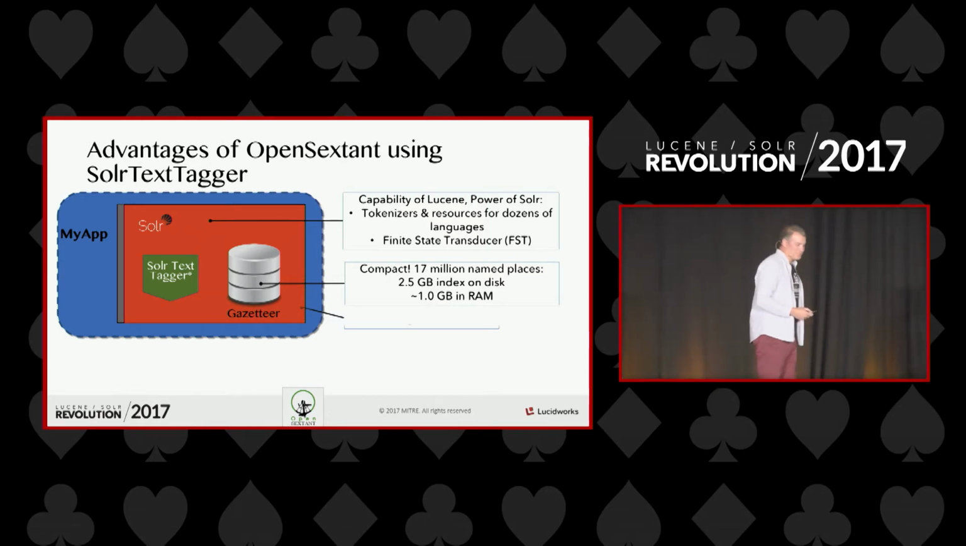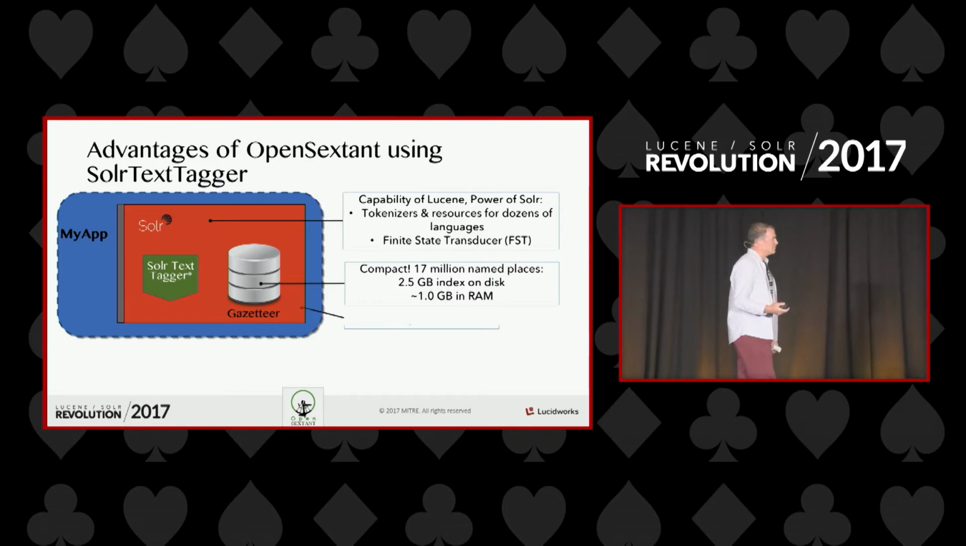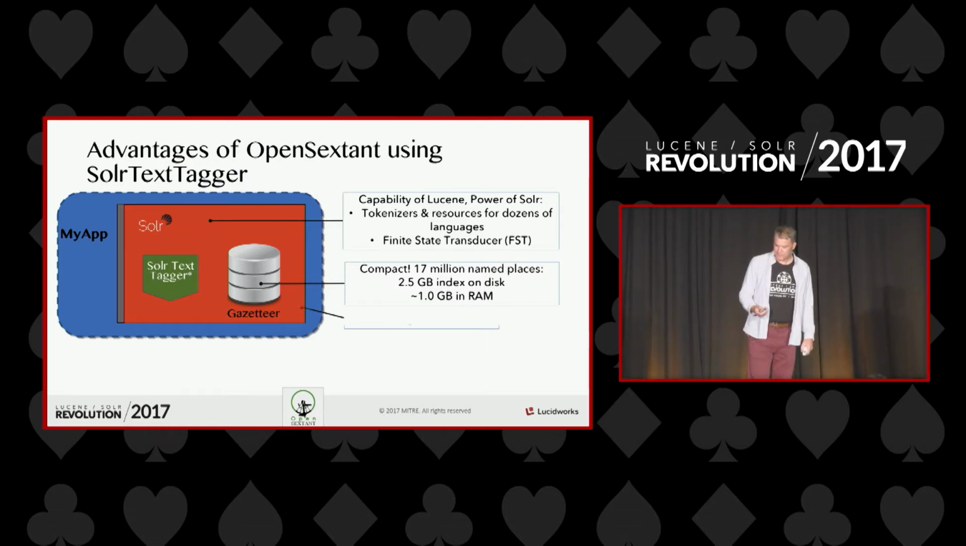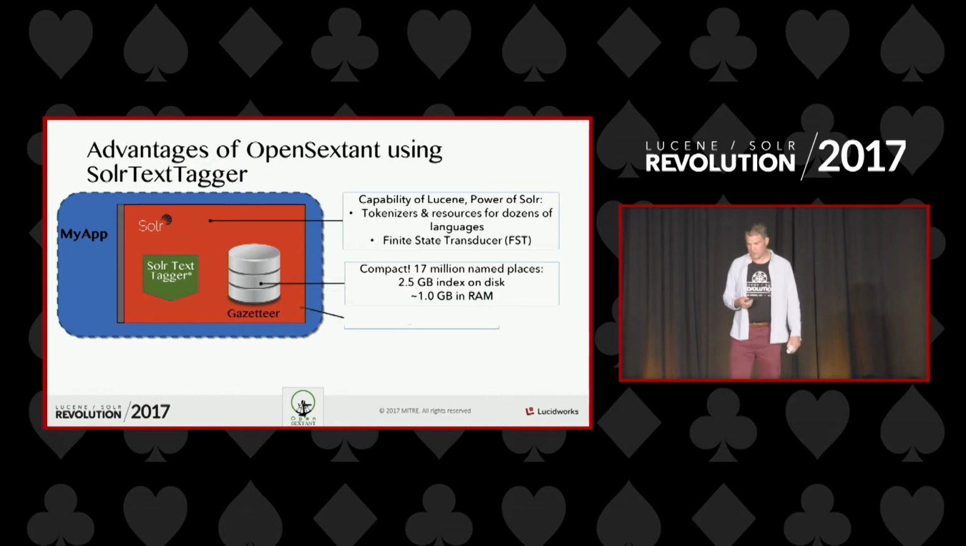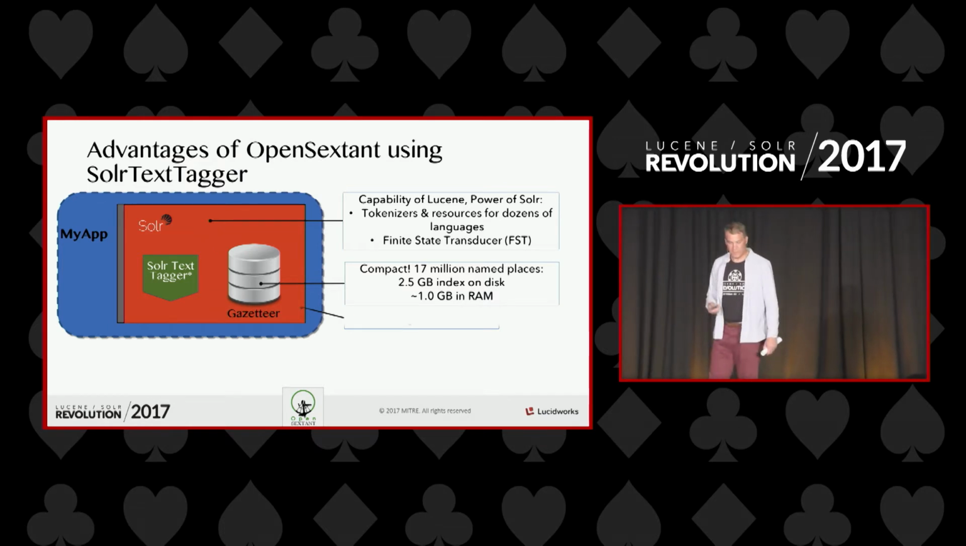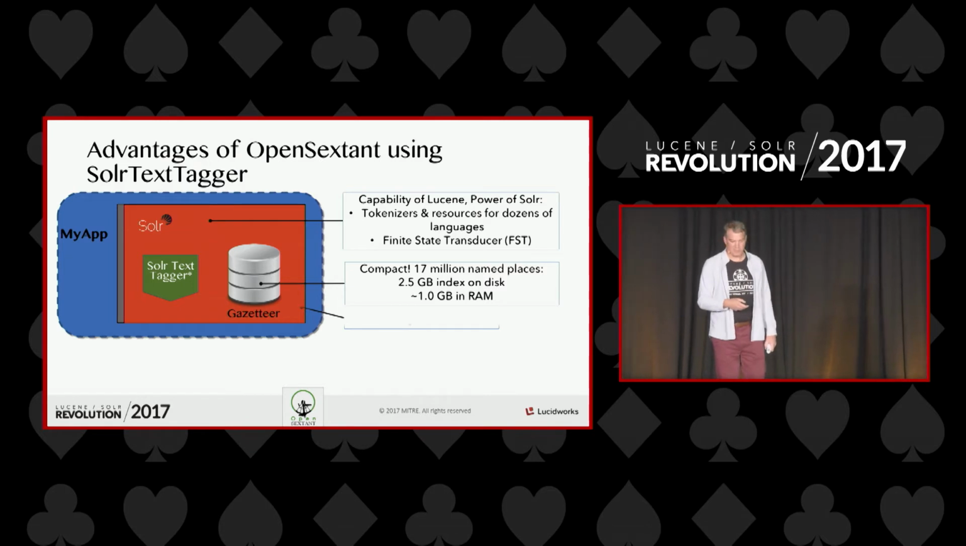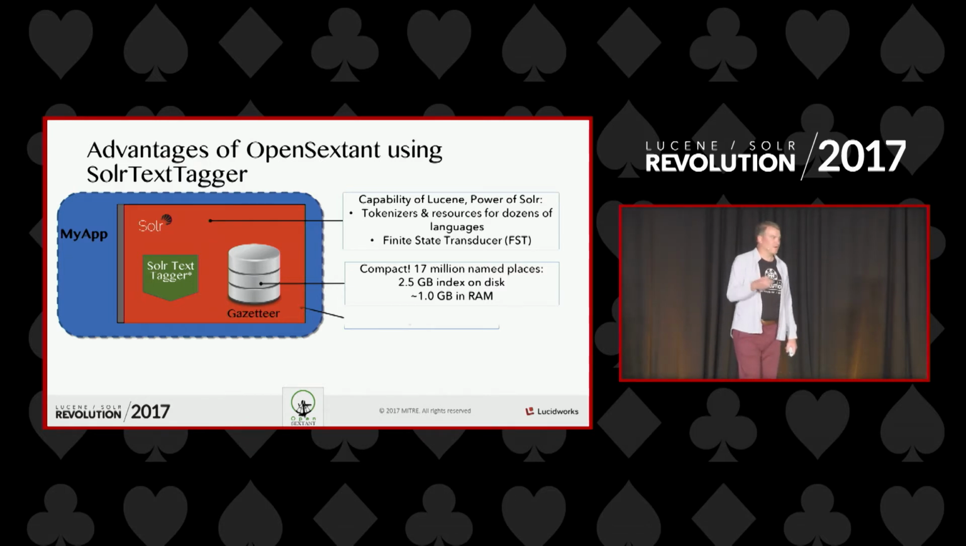Anyway, so Solr as a platform is very powerful and extensible. And through the Lucene finite state transducer library, we have the Solr text tagger doing what it does, because it bases its sequence matching off of that library. And that's as much as I'm going to say about that.